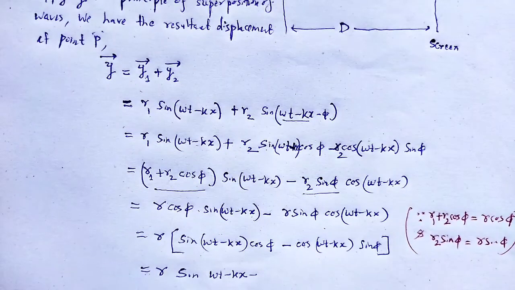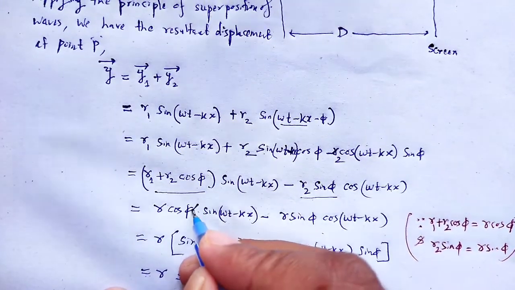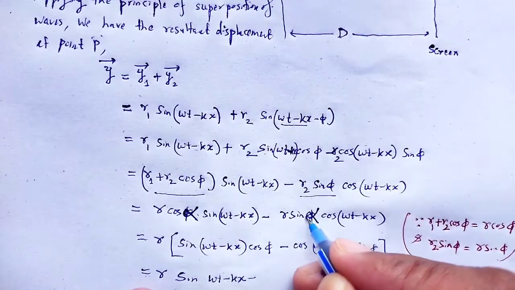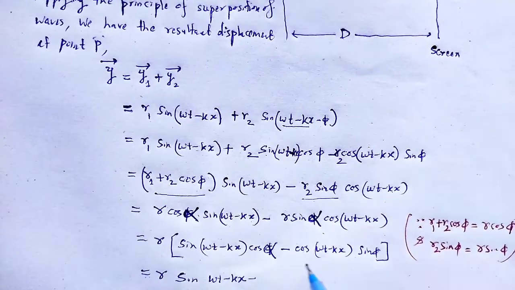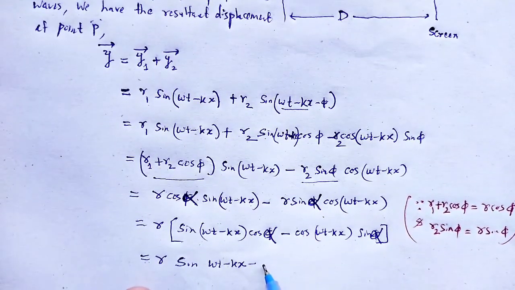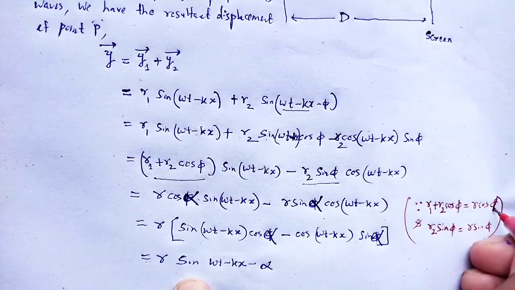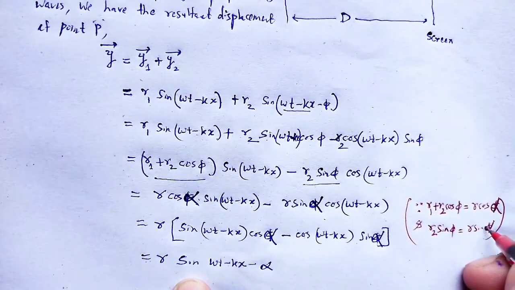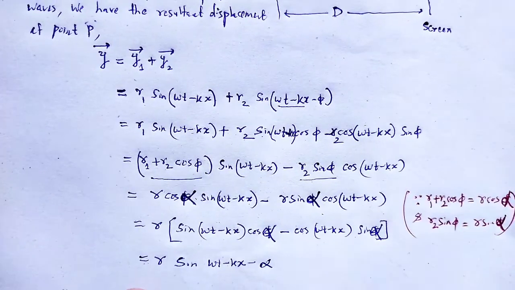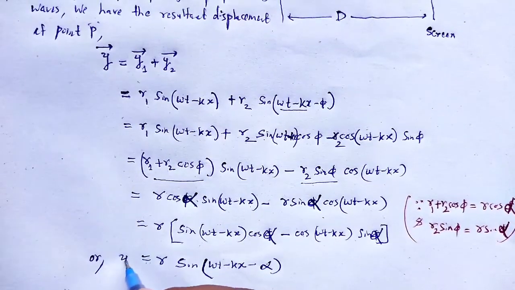Here I use the substitution: let the angle be alpha, with cos alpha and sin alpha, so omega t minus kx minus alpha. In case of the substitutions, r cos alpha and r sin alpha, that gives the resultant displacement y.